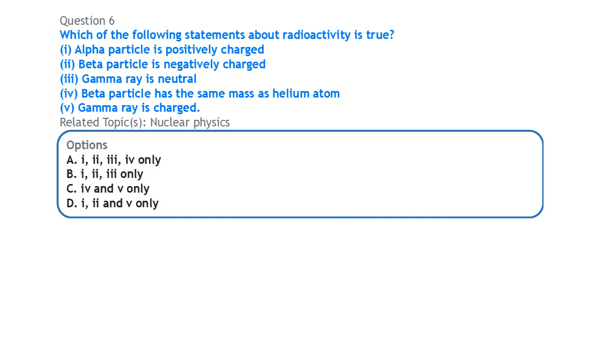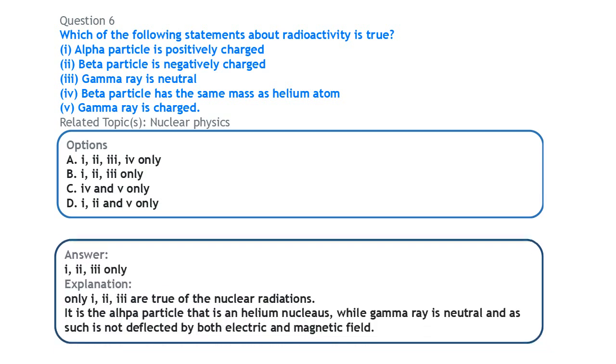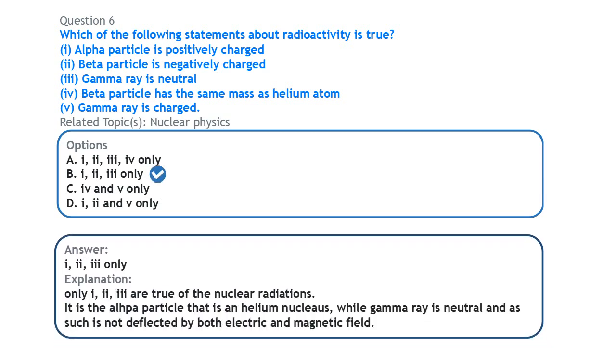Alright, during radioactivity, when an atom undergoes radioactive decay, some radiations are released: the alpha particle, the beta particle, and the gamma rays. Now the alpha particle is positively charged, which is why it is attracted to a negative charge. The beta ray is an electron, so it is negatively charged. The gamma ray is neutral, it carries no charge, it is neither positive nor negative, which is the reason why it does not get deflected by a magnetic field or an electric field.